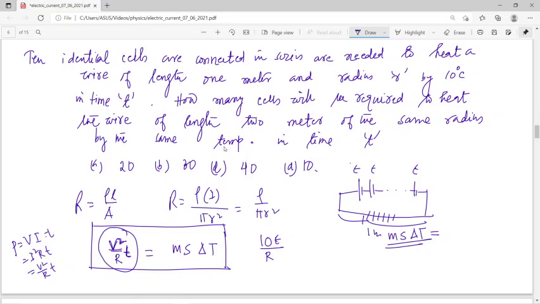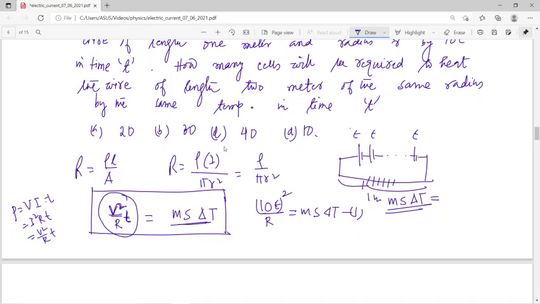That means this is nothing but the power dissipation due to the current flowing through the circuit, and that is equivalent to the amount of heat that is produced. Whether it is clear or not. Yes, sir. So V is nothing but 10E. That means there are 10 cells of EMF E connected. So you can say that is M S into del T. You can say this is equation number 1.